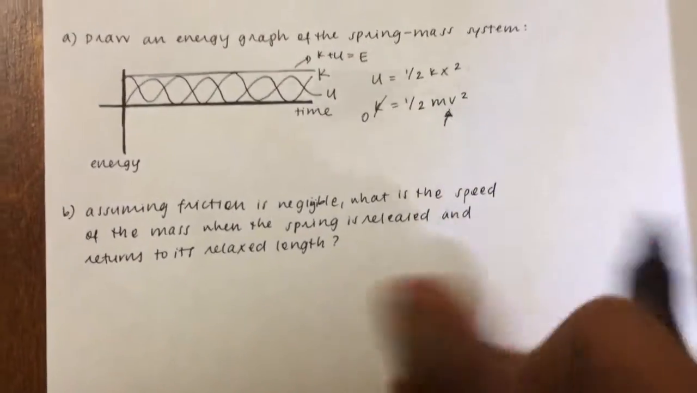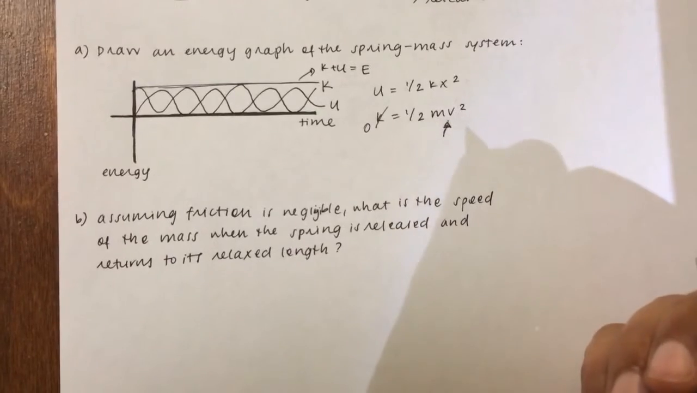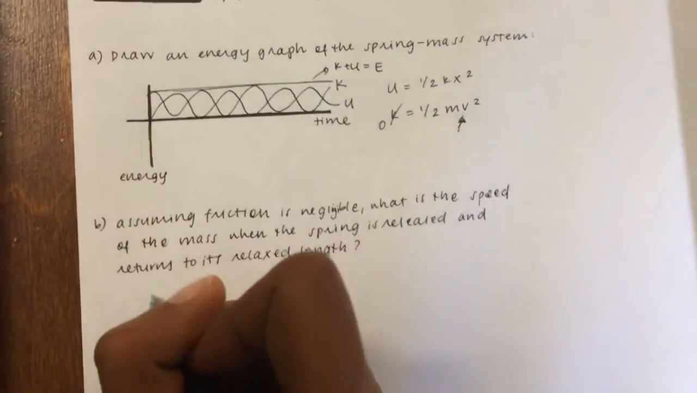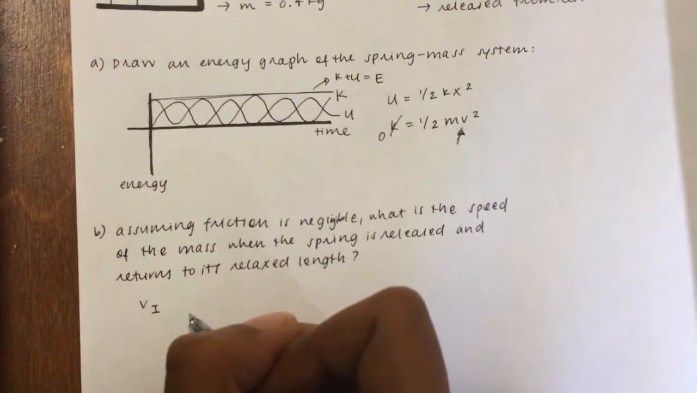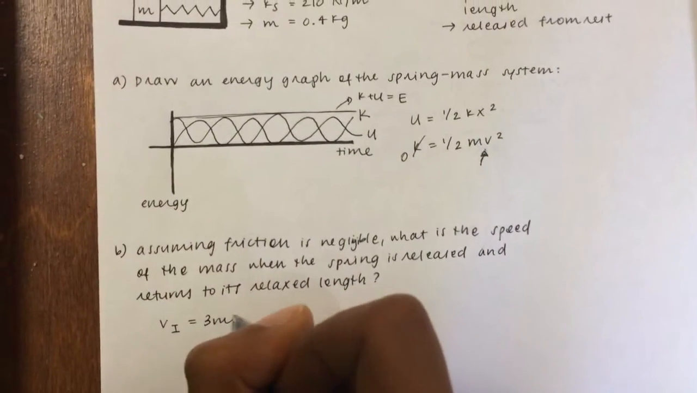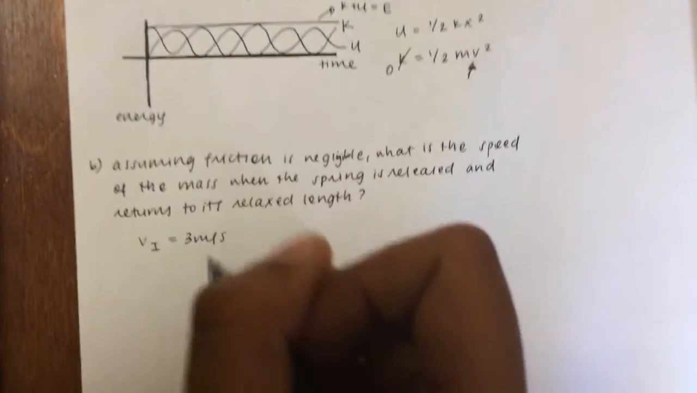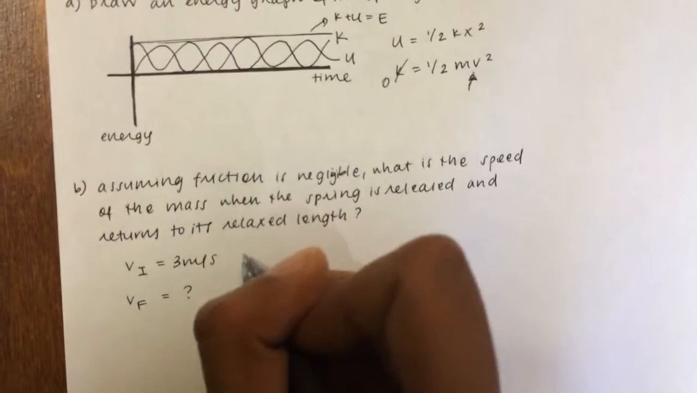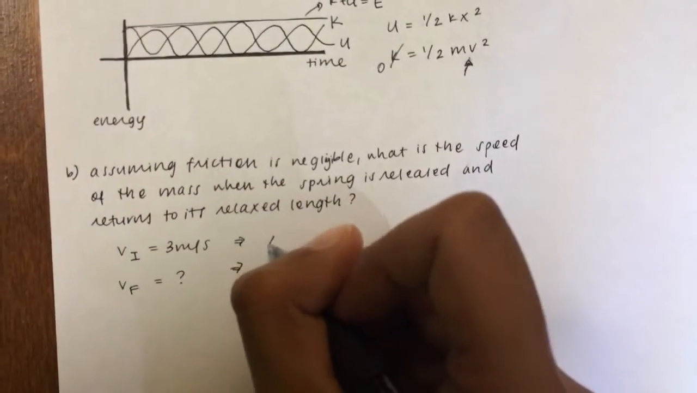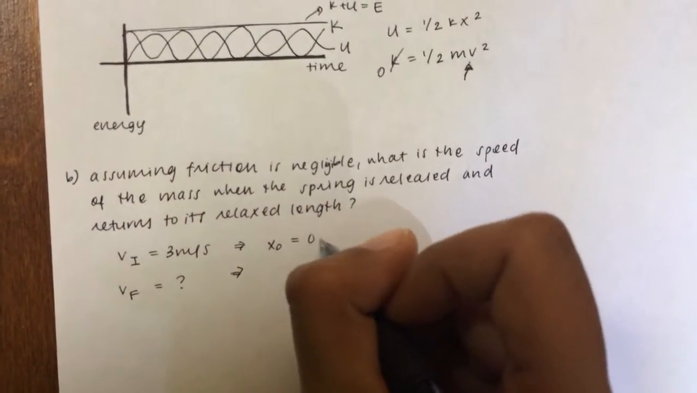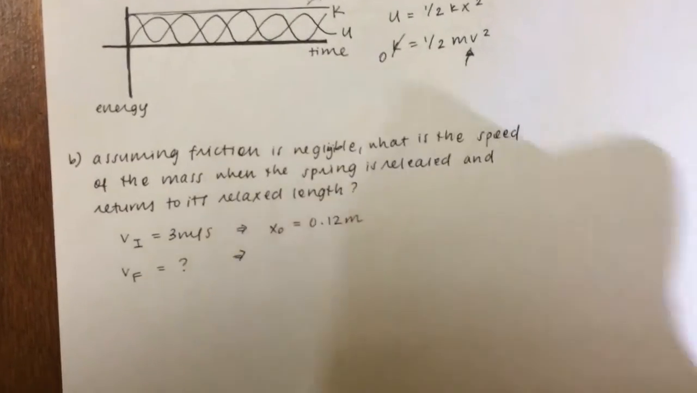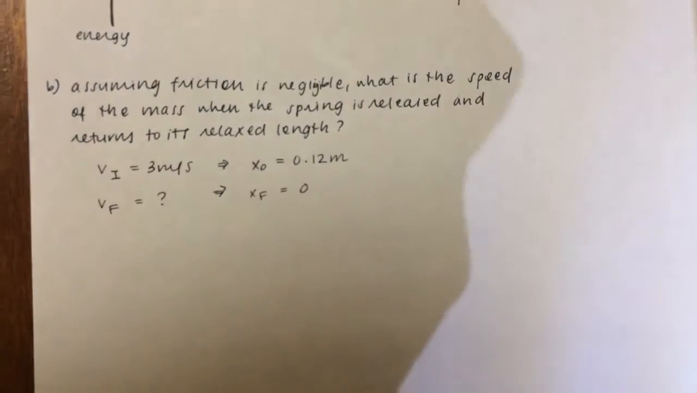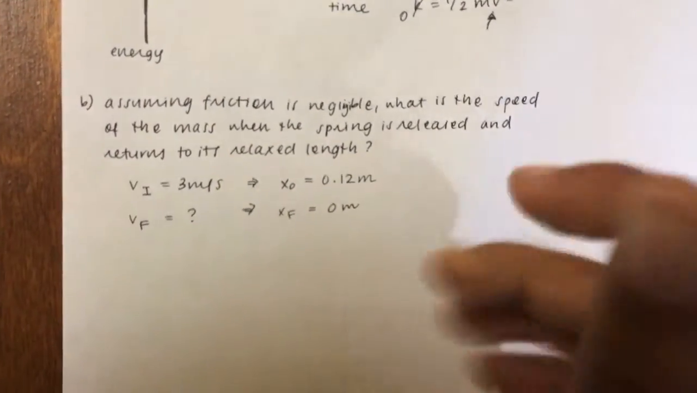Now, assuming friction is negligible, what is the speed of the mass when the spring is released and returns to its relaxed length? So we can write some initial conditions, and the initial velocity is equal to 3 meters per second as stated in the problem, and we are looking for the final velocity. So we also know that the spring is initially at 0.12 meters, and the final would be the relaxed length, which is 0 meters.